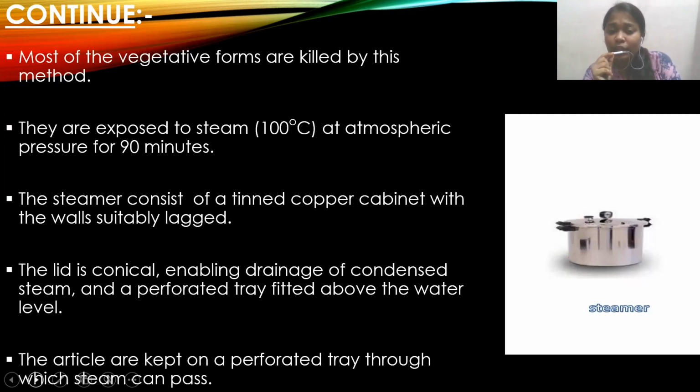The steamer consists of a tin or copper cabinet with a bowl suitably lagged. The lid is conical, enabling drainage of condensed steam, and a perforated tray is fitted above the water level. The articles are kept on the perforated tray through which steam can pass.